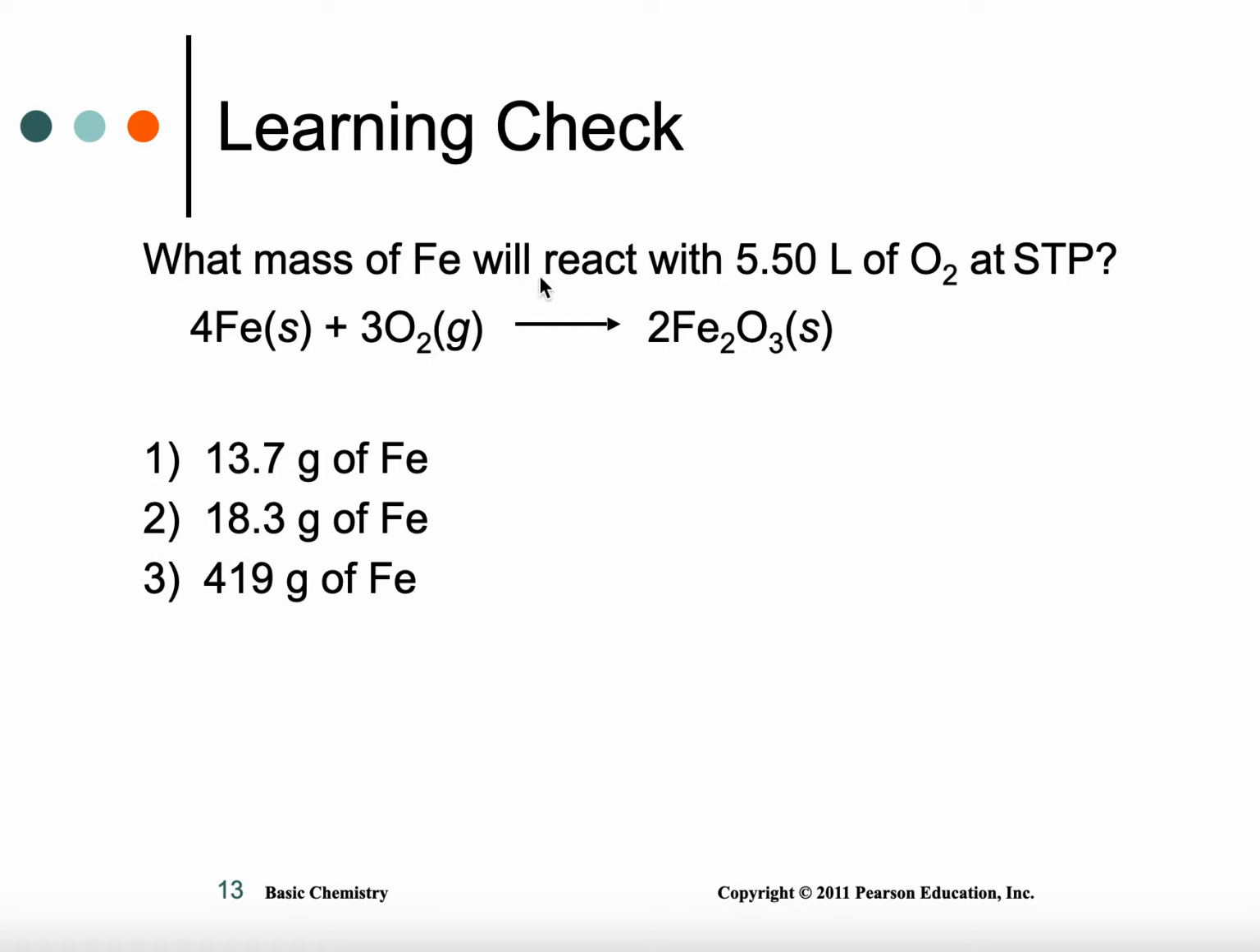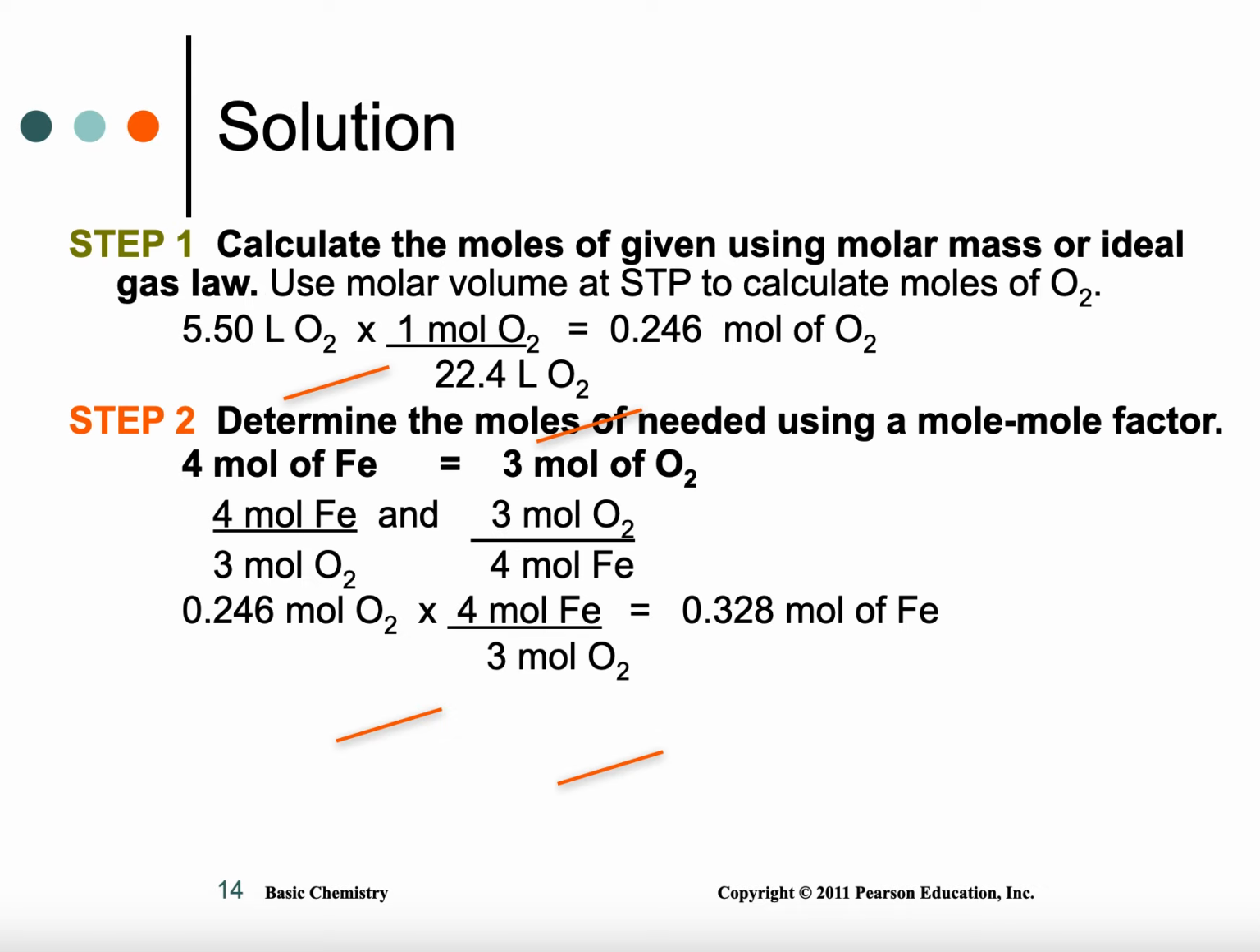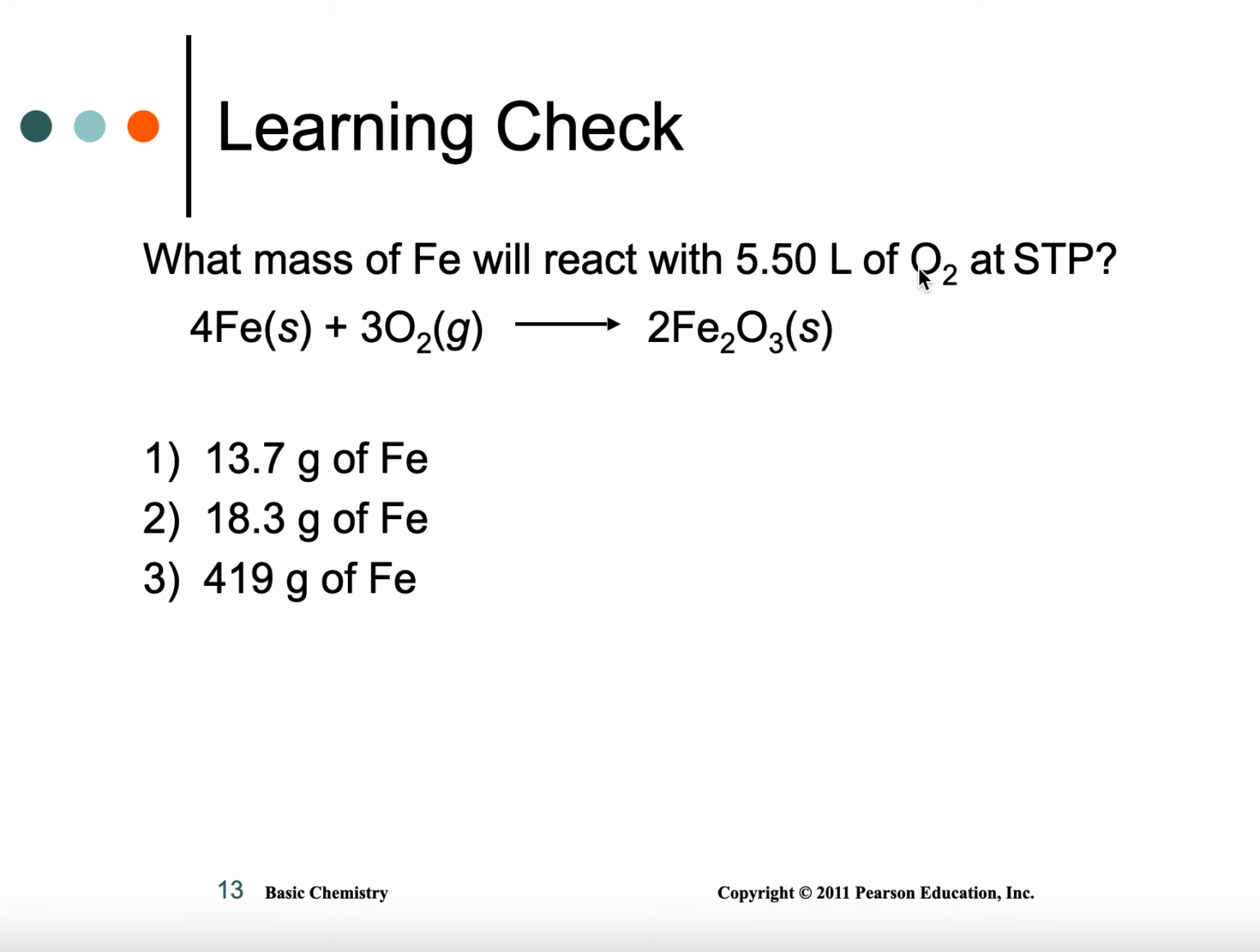What mass of iron will react with 55 liters of O2 at STP? Okay, well, STP, there are 22.4 liters per mole. So I need to find out how many liters that is. Okay, it's 22.4 liters in 1 mole. That gives me 0.26 moles of oxygen.